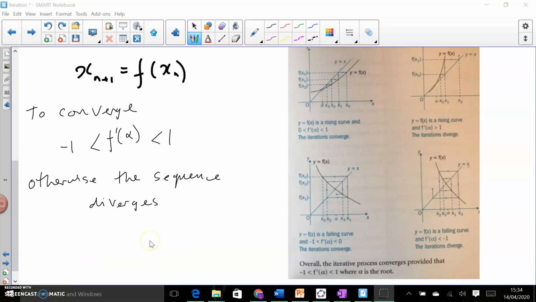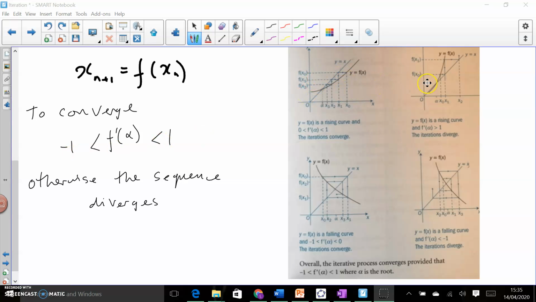So following on from the last video, because I'm only able to record 15 minutes in one video, just about convergence and divergence. If you have a sequence, the iterative solutions form a sequence of numbers which converge only if the derivative at the root is between -1 and +1.